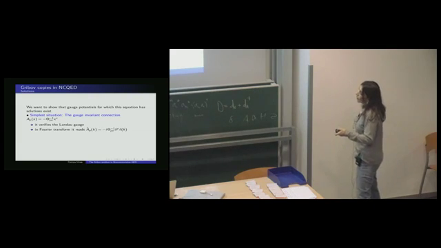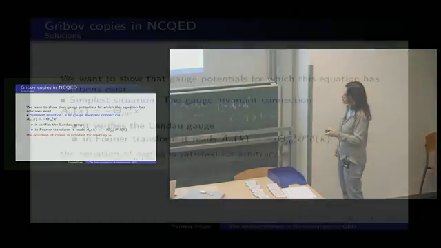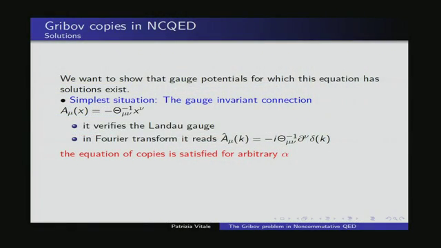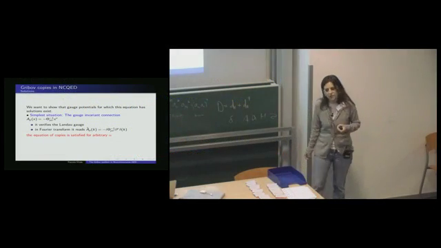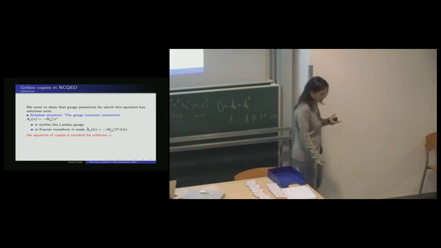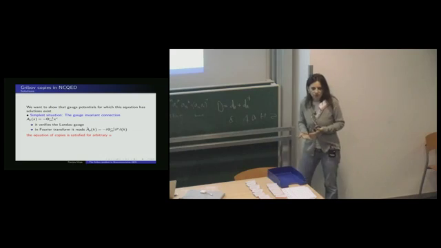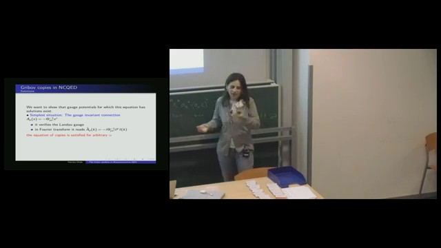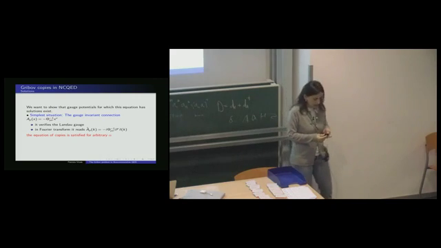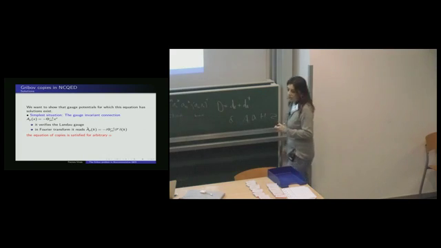And in Fourier transform, as I said, it is the derivative of a delta function. What we find is that for this gauge potential, the equation of copies is actually identically satisfied. It is satisfied for any choice of alpha. So we were actually very excited when we found it, because we said, okay, we have an infinite family of solutions. The problem is that this connection here is actually gauge invariant.